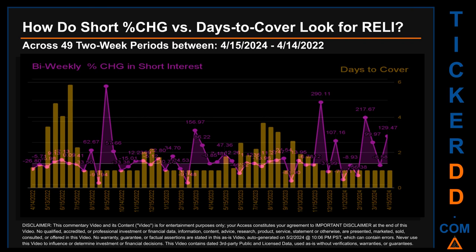Other interesting data points include: the largest percentage increase in short interest was 366.12%. It occurred once on September 15, 2022 settlement date. The largest percentage decrease in short interest found across those 49 2-week snapshots was -91.94%. It occurred once on August 31, 2022 settlement date. The average days to cover was about 1.7. The biggest days to cover was 5.86 and it happened once on June 30, 2022 settlement date.